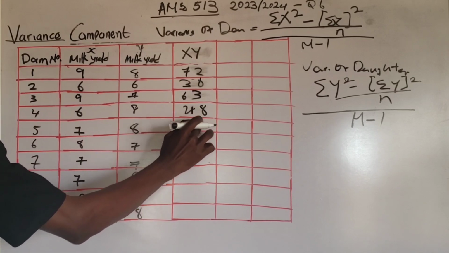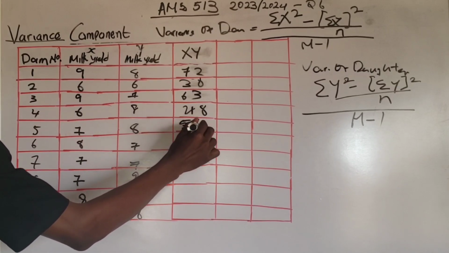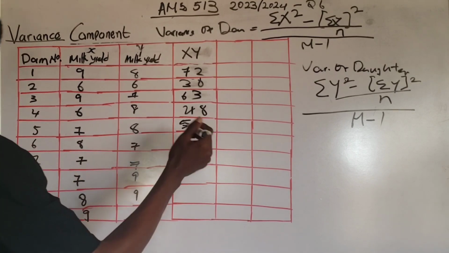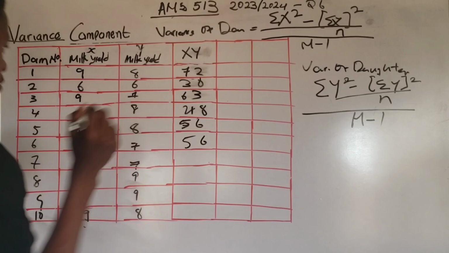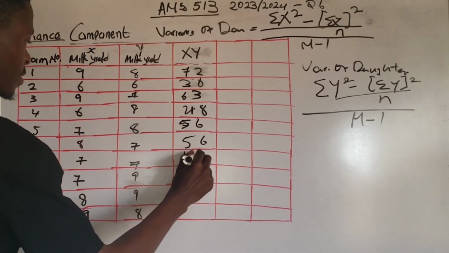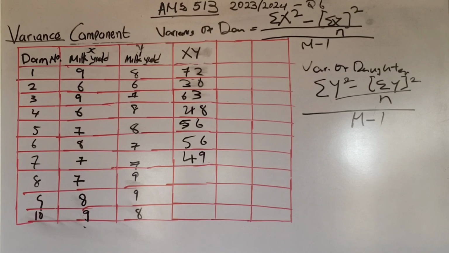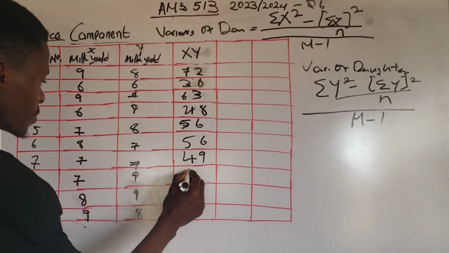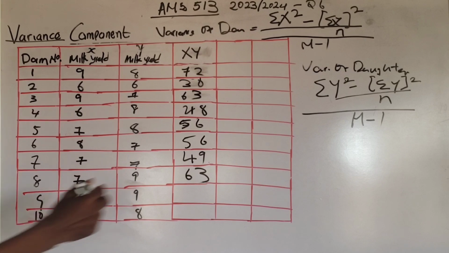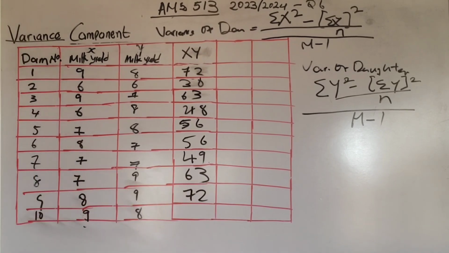Okay, 7 times 8 is 56 actually. Please let us punch our calculator. So 8 times 7 is what? 56 as well. 7 times 7 is what? 49. 7 times 9 is what? 63. 8 times 9 is what? 72. 9 times 8 is what? 72.